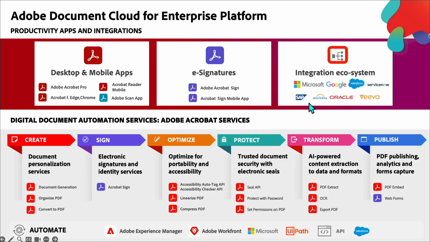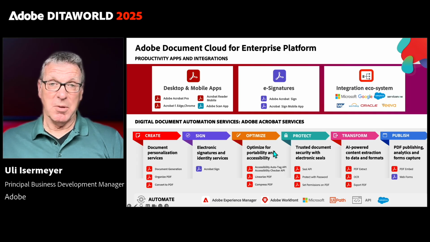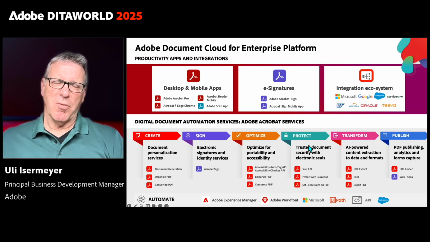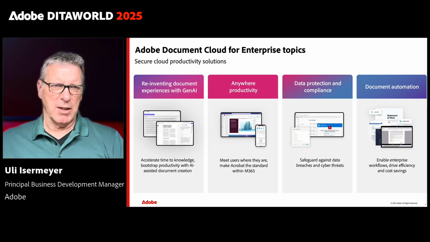What you see in the bottom is automation services, and there we have some topics like creation, signatures, optimization, protection, transformation, or publishing. And for each and everything, we have a REST API available, and I will come to that a little bit later. So first of all, what are the 4 pillars of the Adobe Document Cloud for Enterprise?